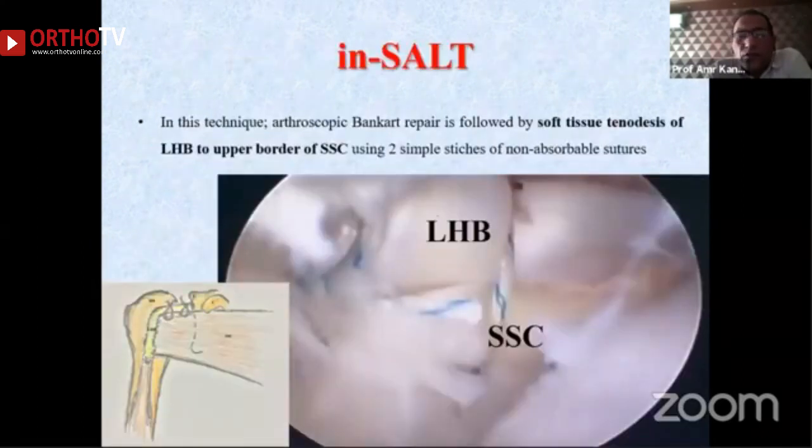As regards SOLT, in this technique, arthroscopic Bankart repair is followed by soft tissue tenodesis of the long head of the biceps to the upper border of the subscapularis using two simple stitches of non-absorbable sutures.